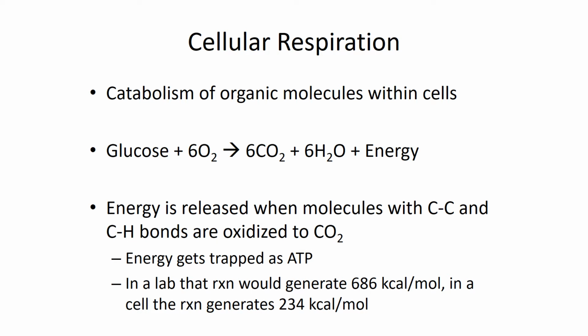Now, when we look at this slide, you'll see that nice reaction right in the middle. Glucose plus 6 O2 produces 6 CO2 plus 6 waters plus energy. That one reaction never happens inside the body. That is the overall reaction for a bunch of intermediate reactions that take place in order for the cell to get energy. And the cell gets energy by breaking down glucose.